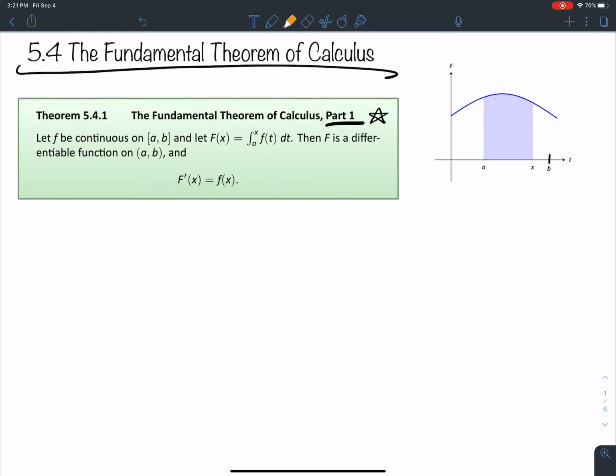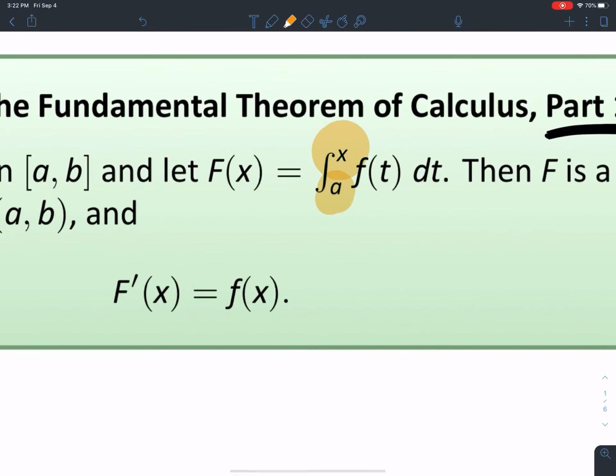Okay, so theorem 5.4.1, the fundamental theorem of calculus. Let f be continuous on the closed interval a to b, and let capital F of x, which is the antiderivative, be defined as the integral from a to x of f of t dt.